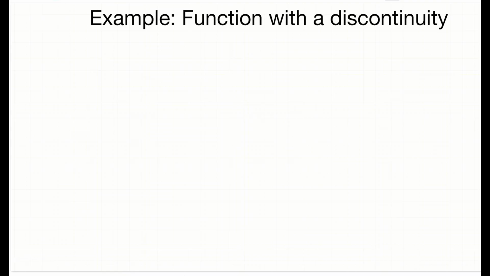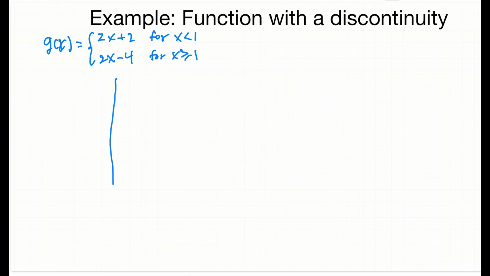Now let's look at a function with a discontinuity. So we're going to make g of x equal to 2x plus 2, and then 2x minus 4, and that's for the region for x less than 1, and this is for x greater than or equal to 1. So at 1, the function changes. Let's just plot that so we can get a better idea of what's going on here.